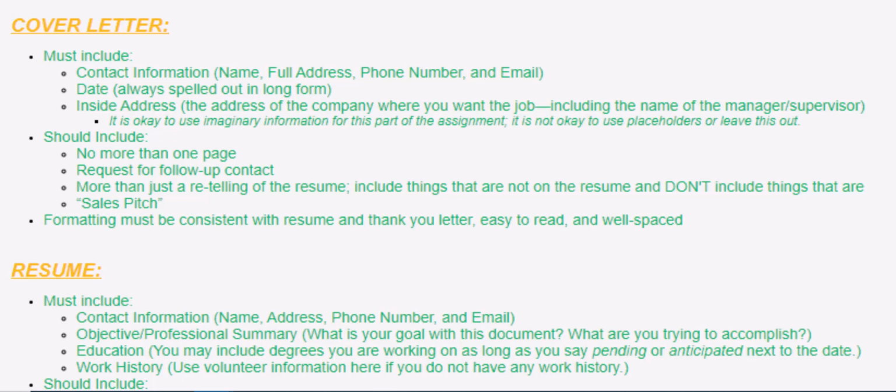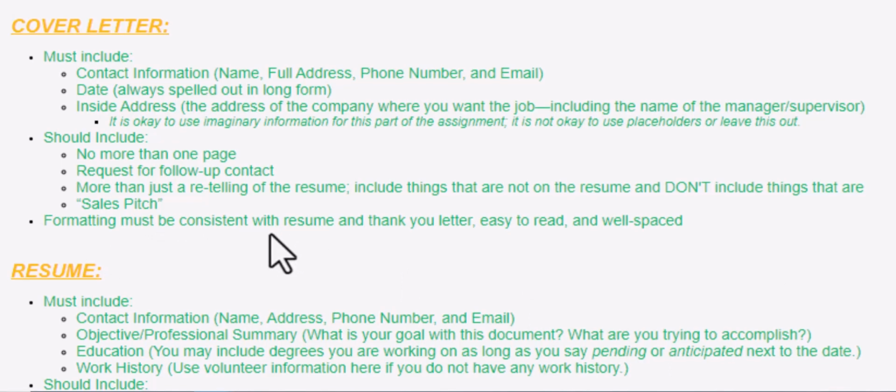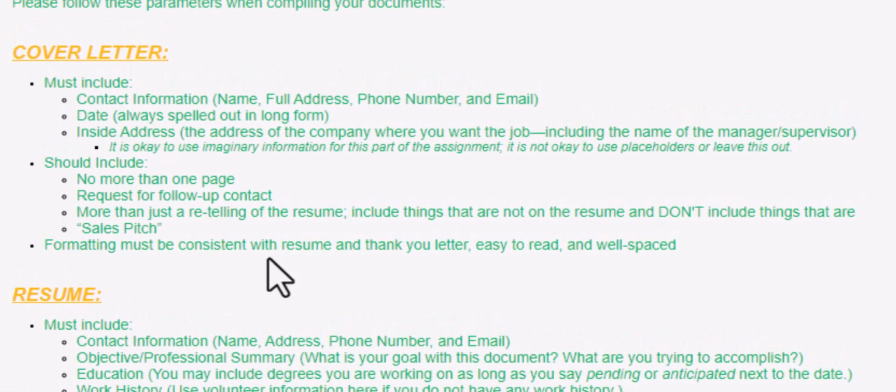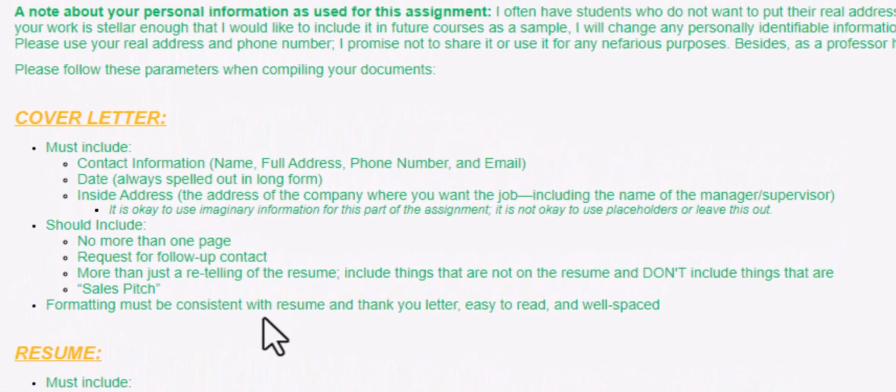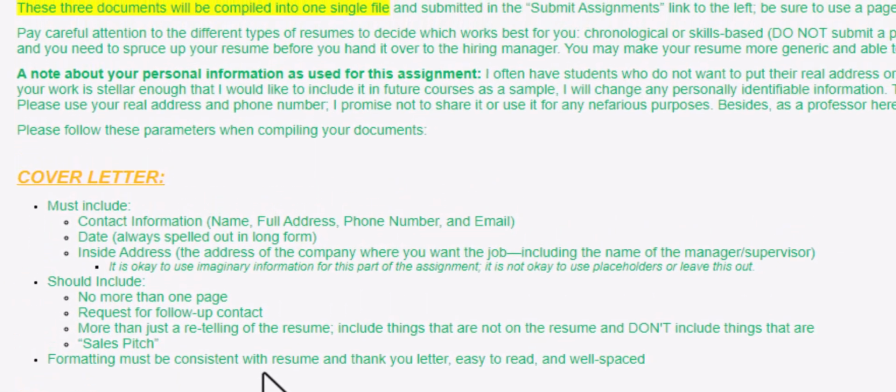Please do not just tell me everything that's on the resume here. I can see that when I read the resume. What I want here is your elevator speech, your sales pitch, what makes me want to look past your cover letter and at your resume in the first place. Make sure also that your formatting is consistent with your resume. If you use a specific header in your letter, make sure you use the same one in your resume so that they look like they belong to a set.